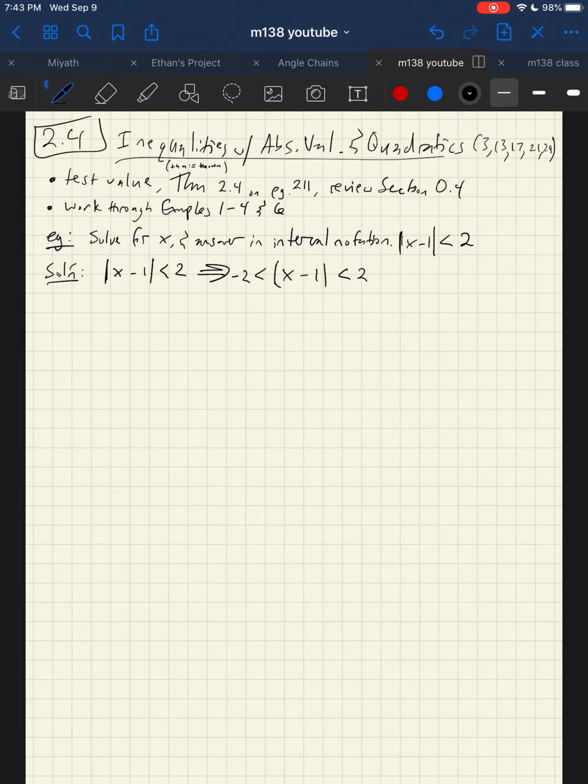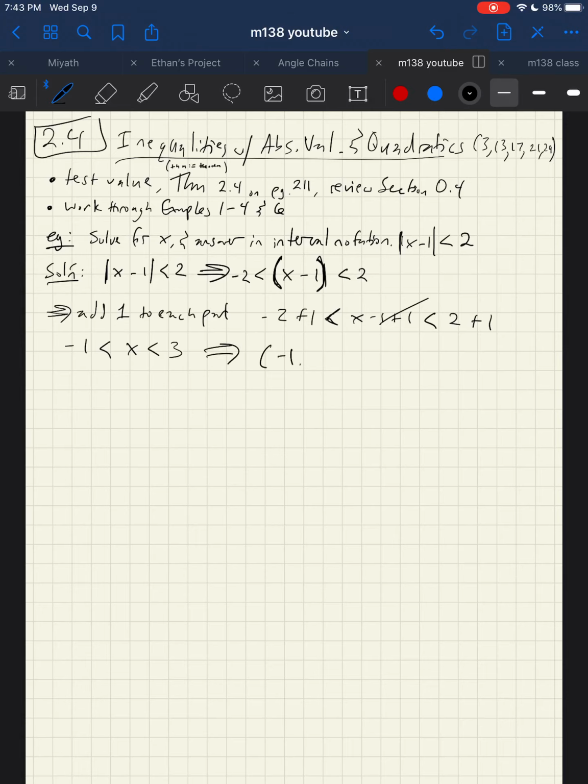Now that this is in the middle here, these absolute values turn into just parentheses. That's the key point. I think that got lost in my explanation there. Sorry about that. We're going to just turn those into parentheses. Now I can just add 1 to each part. I get negative 2 plus 1 is less than x minus 1 plus 1 is less than 2 plus 1. Of course these cancel, so I end up with negative 1 is less than x is less than 3. In interval notation, that would be negative 1 comma 3 in parentheses.